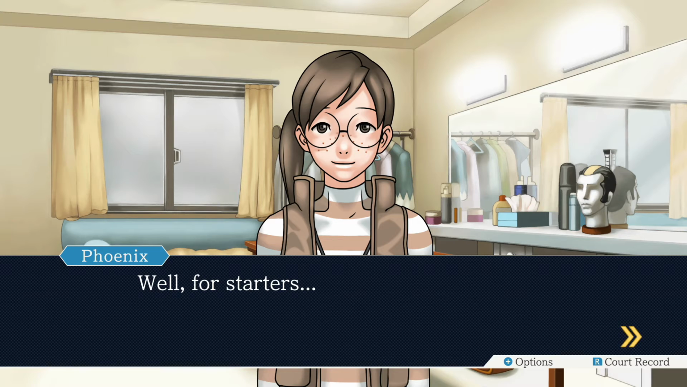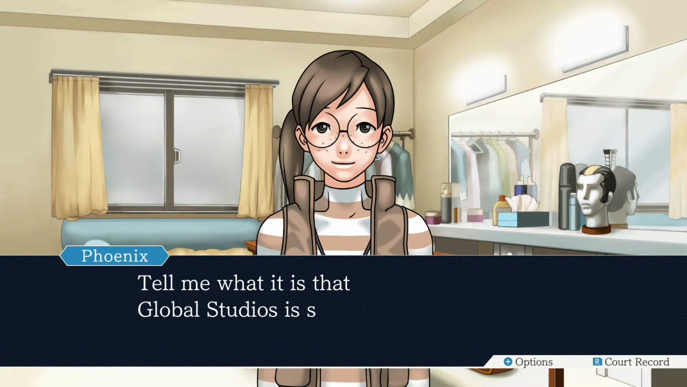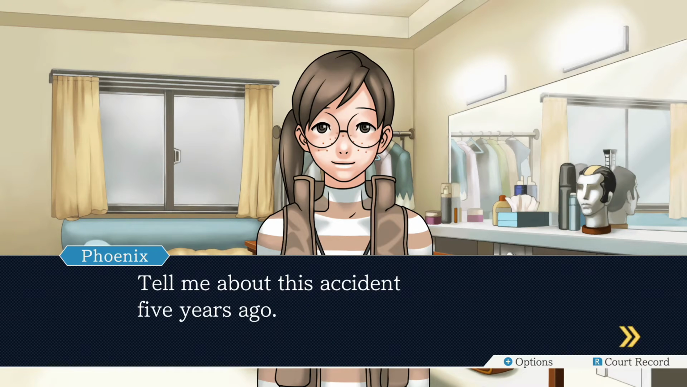Well, for starters, you can tell me something. Tell me what it is the Global Studios is so intent on hiding. Tell me about the accident 5 years ago.